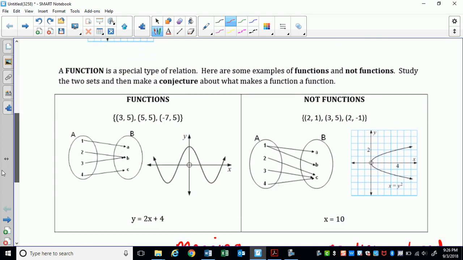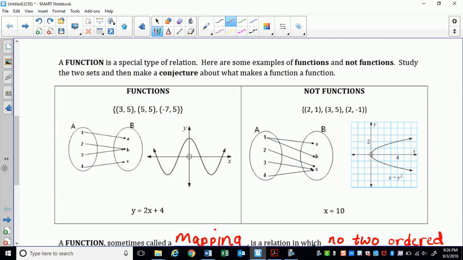Here are some examples of functions and not functions. We'll study the two sets and then make a conjecture. What do you think a function is defined as? What do you think makes this or these not a function? So let's look at these x values. We have 3, 5, and -7, and then our y values are 5, 5, and 5. Okay, so it seems that we can have a function that has the same y values. That's all right, as long as we do not have any of the same x values, right?